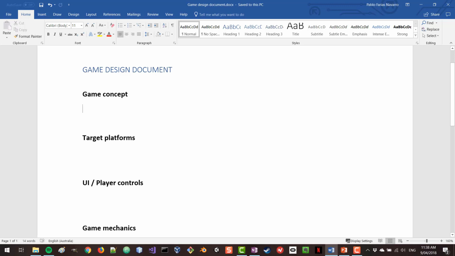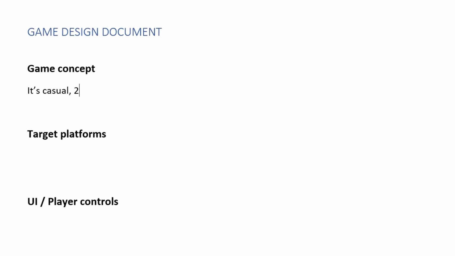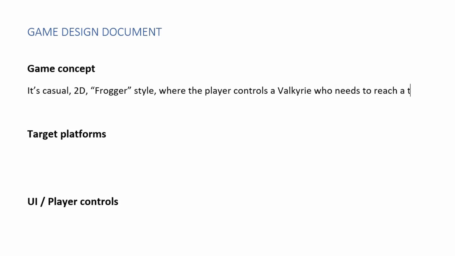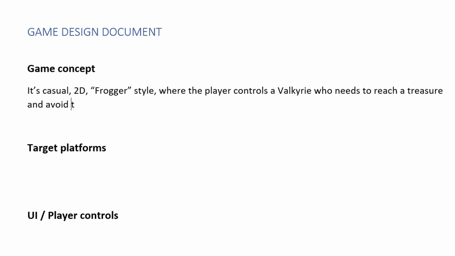So the concept of our game is a casual game, two-dimensional, and I'm going to use the analogy of Frogger style. Frogger is an old Atari game where the player controls, it's sort of like a Valkyrie who needs to reach a treasure and avoid dragons. So that is a very short description.